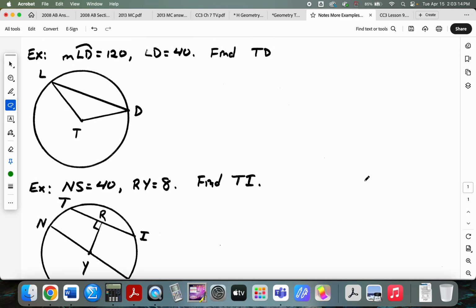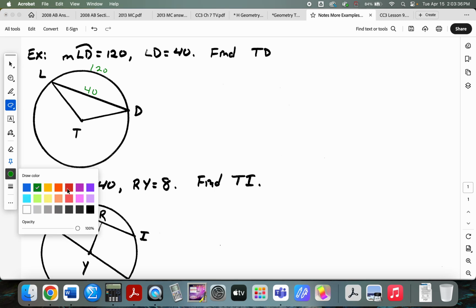All right, for this next example, you're going to get lots of problems that look like these. It tells you the measure of arc LD is 120, and the distance from L to D is 40. And you want to find the length from T to D.